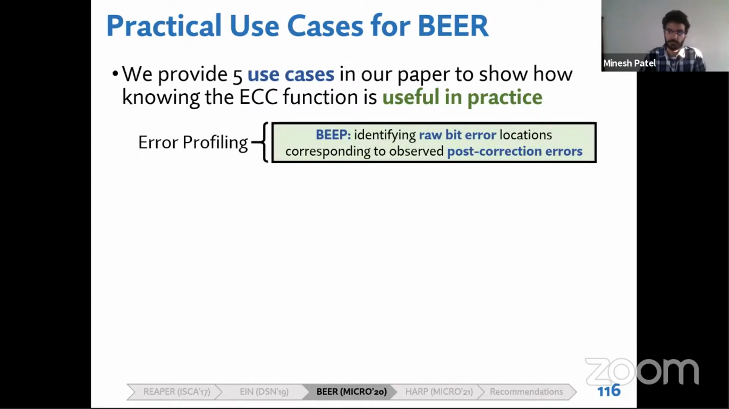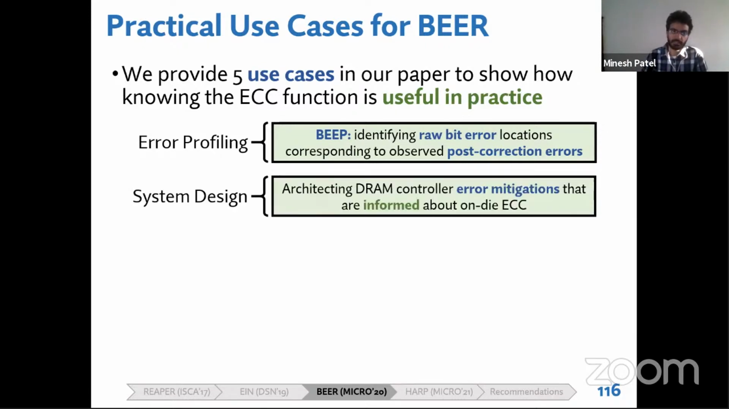We introduce BEEP, which is a new testing methodology that shows how knowing the ECC function enables identifying the bit exact locations of raw bit errors based on observing post-correction error patterns. The second use case deals with system design, where knowing the ECC function allows better architecting DRAM controller error mitigation mechanisms because they can now be informed about the on-die ECC.